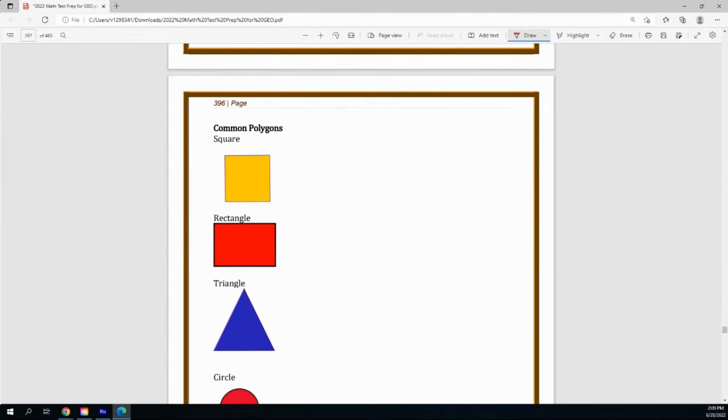Common polygons. Polygon is a word for something that has many sides or angles. So we're going to be looking at a minimum of three-sided shapes, except for a circle, though it would be interesting because it doesn't have sides or angles. We just call it a circle. So let's go through a couple of the most common ones and what their definitions are.